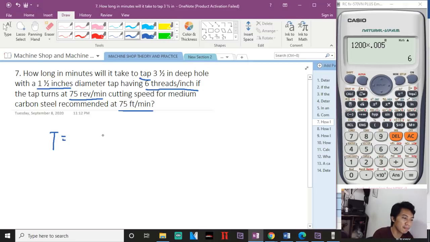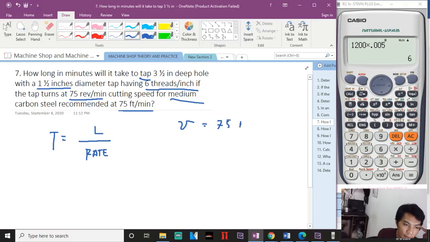Ay, ang hirap! Hindi, sir. Di ba meron tayong formula length over the rate? Yung cutting rate. Tignan nyo, sir, medyo mapapaisip ka dito. Kasi, binigyan ka cutting speed for medium. So, ibig sabihin you are given a linear speed. Ito yun. That is 75 feet per minute.